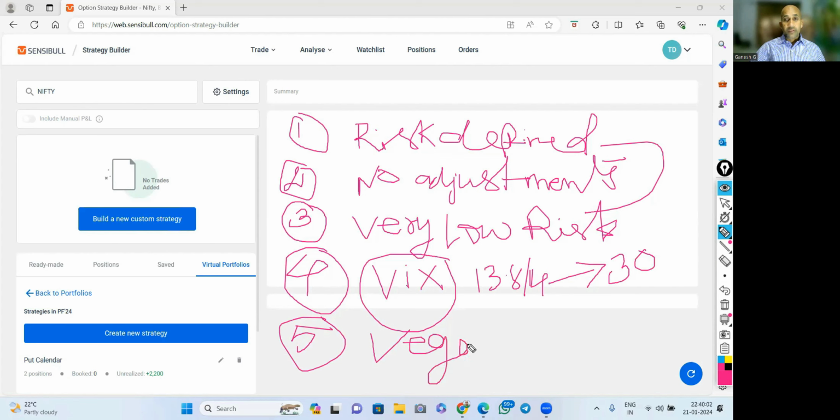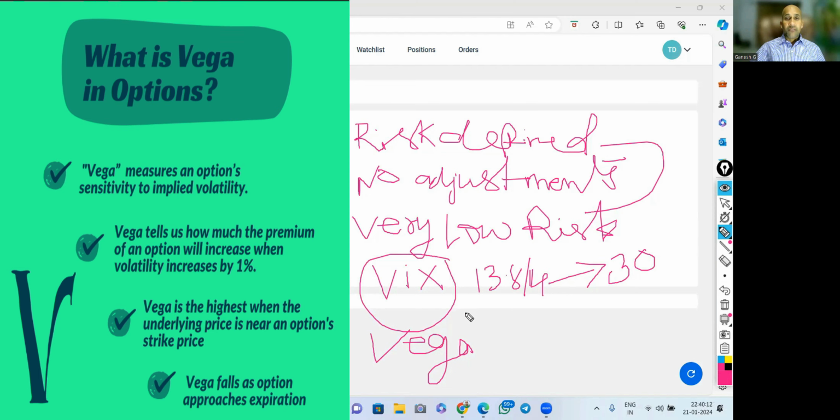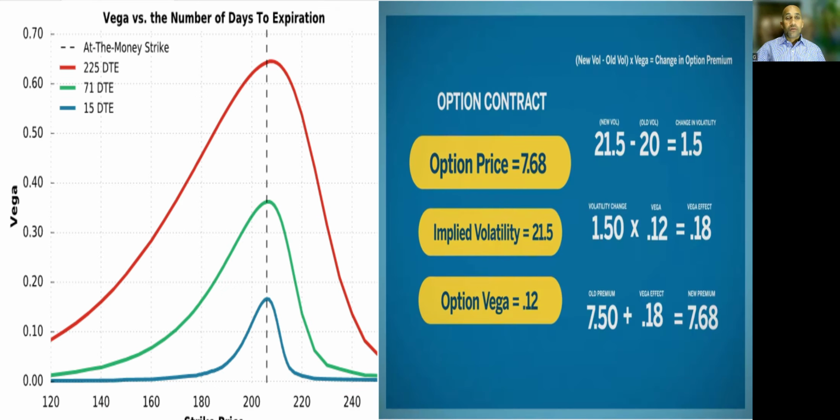What is Vega? Simply, it is one of the option Greeks. I'm not going to explain Vega in detail. Vega means for every 1% rise or fall in the VIX, or implied volatility, the value of the premium would go high. Vega is a positive value. So the option premium would also change as per the implied volatility.